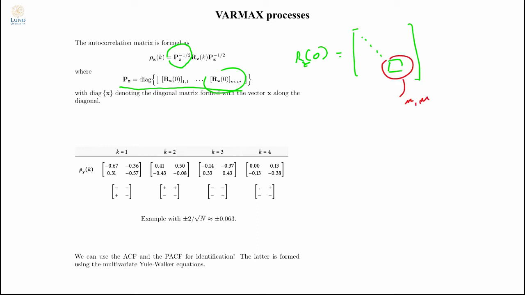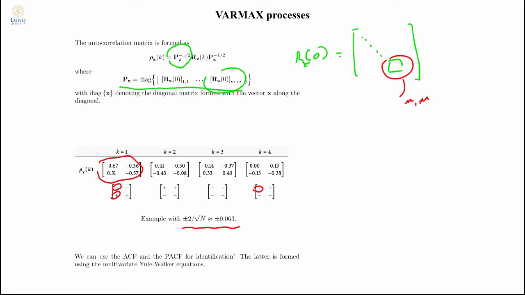Here's an example of what an ACF can look like. Notice that they are matrices. Here's lag 1, lag 2, lag 3, lag 4, like this. What you typically do is compare it to the confidence interval and dictate whether it is below or above the confidence interval. If it's below, I'll just say a minus. If it's above, I'll just say a plus. And if it's inside, I'll just make a dot like this. In this way, I can more easily see whether something is deemed to be outside the confidence interval or inside.